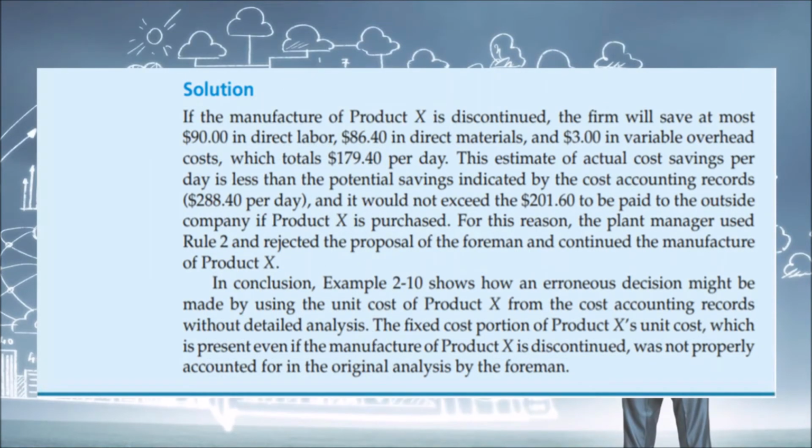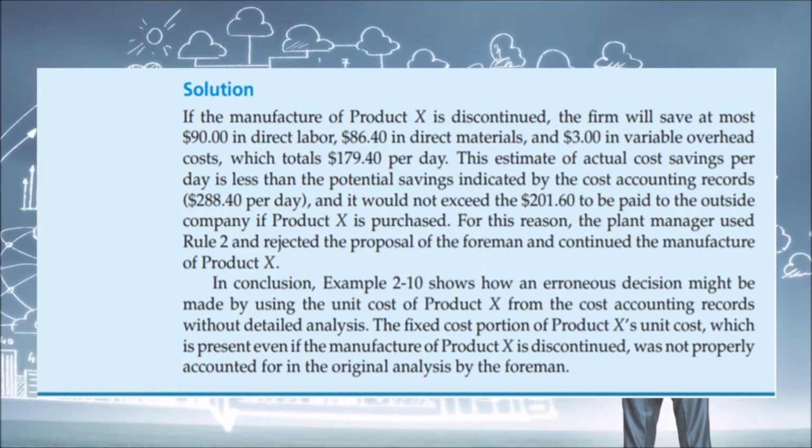Okay, so here is the solution. If the manufacture of product X is discontinued, the firm will save at most $90 in direct labor, $86.40 in direct materials, and $3 in variable overhead cost, which costs $179.40 per day. This estimate of actual cost savings per day is less than the potential savings indicated by the cost accounting records, that is $288.40 per day, and would not exceed the $201.60 to be paid to the outside company if product X is purchased.